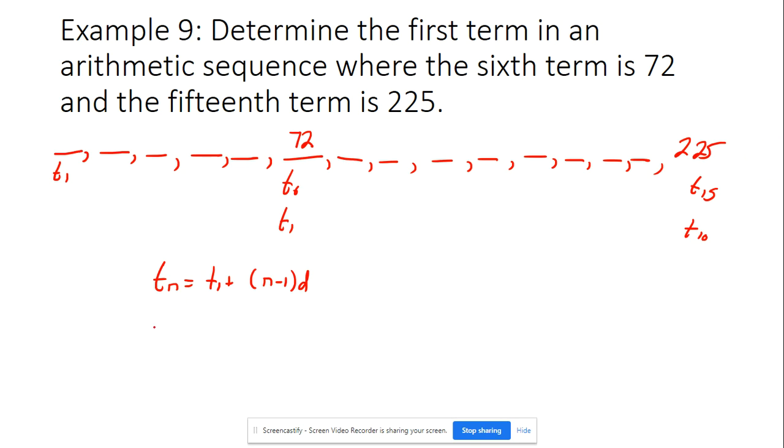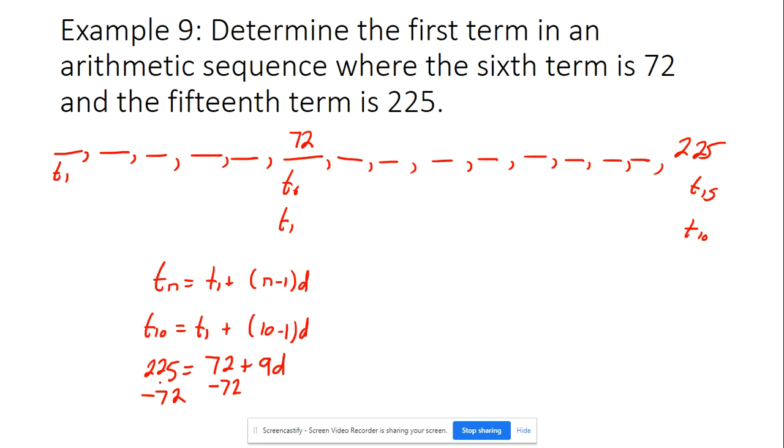T10 is T1 plus (10 minus 1)d. Okay, so now what's my T10 value? Well, my T10 value is 225. My T1 value is 72. 10 minus 1 is 9, 9d like this. Subtract 72 from both sides.